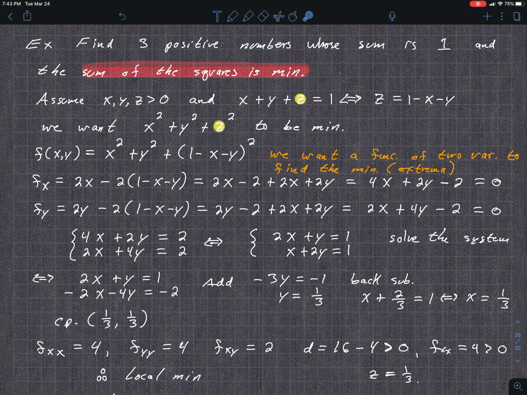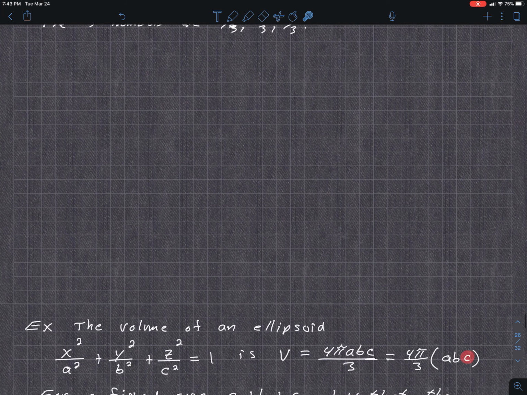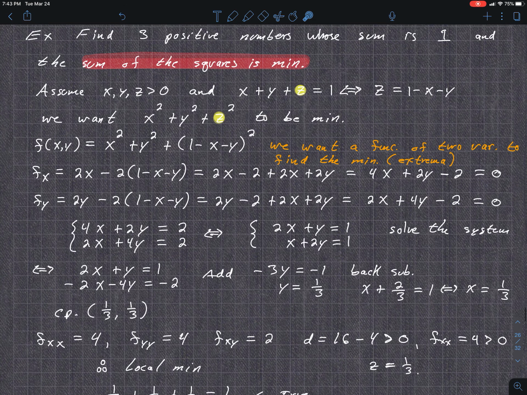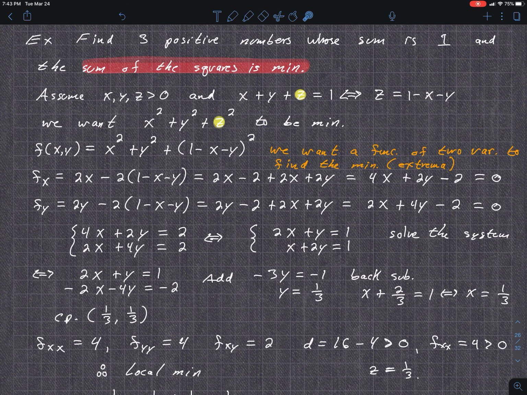Then there's definitely an application question. We did a couple of those, like this one, and then we did the volume one. So there's going to be something. I don't know what, but there'll be something with an application on it. Usually the more difficult question, but you need to have the setup. The key here was, what are you maximizing or minimizing? So for this one, let's go back to this one. So for this one, it says positive integers whose sum is 1, and the sum of the squares is a minimum.